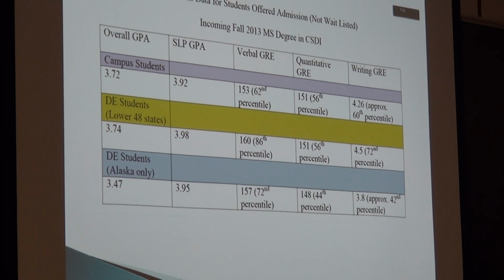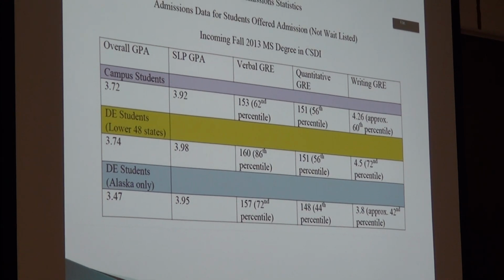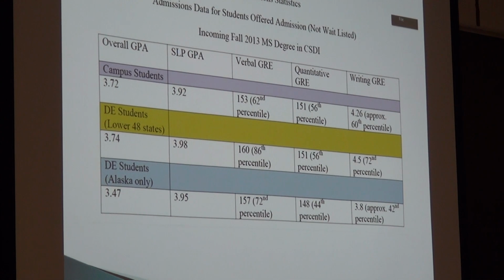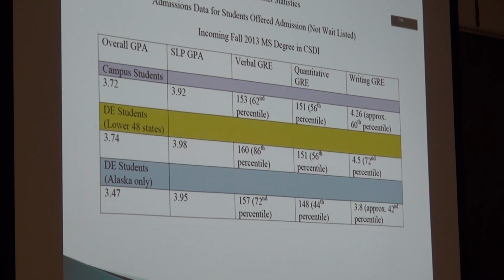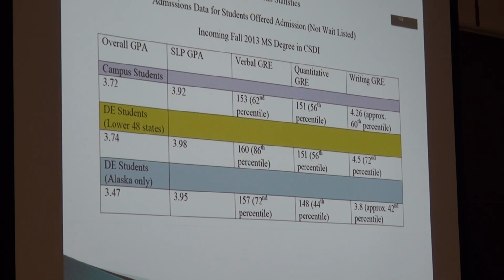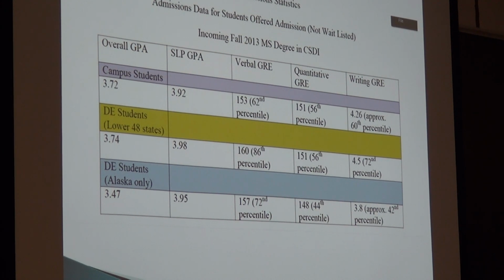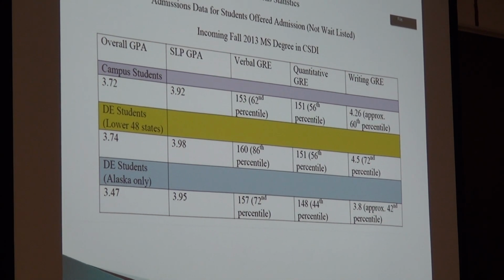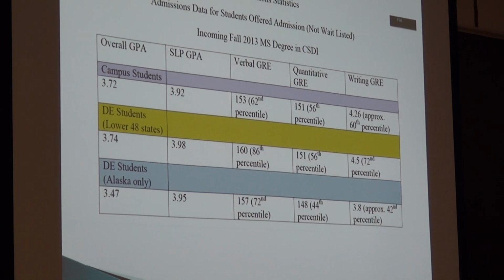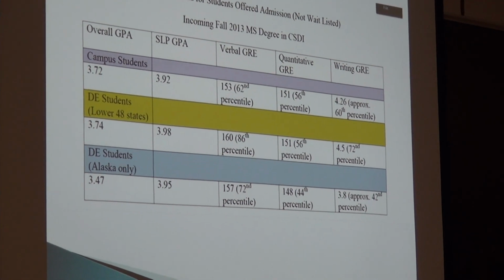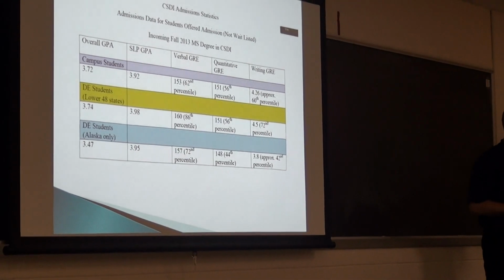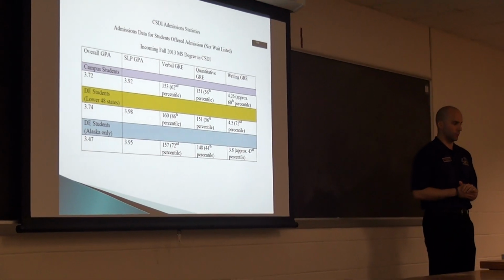Now we said the 30th percentile was the lowest, but look at what the average was: the 62nd percentile, about a 153. Quantitative, which is the math portion, the 56th percentile was the average there, and that score was a 151. And for the writing portion, a 4 and up is pretty good. If you're a 5, I think you're a very, very solid writer. But you see the average was above a 4.